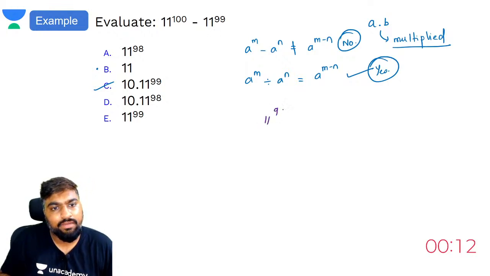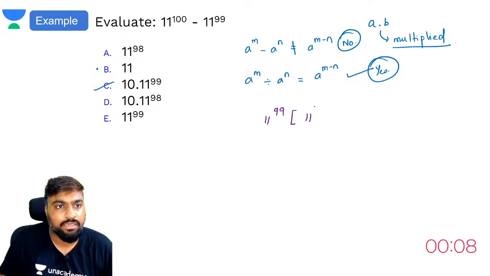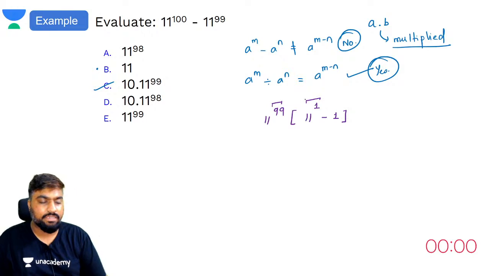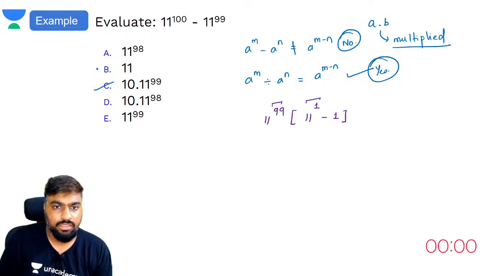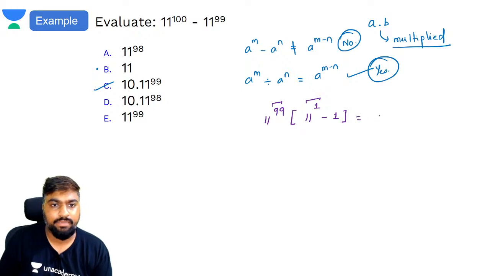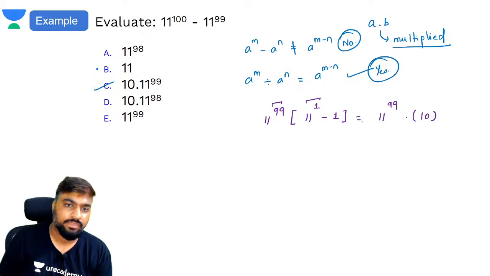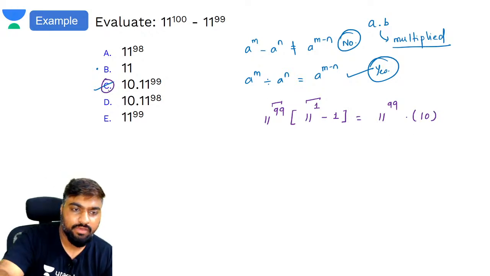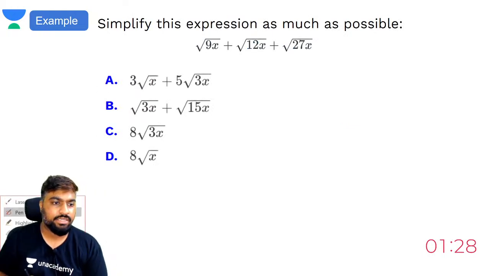If I take 11 to the power 99 out common, what will I get? I'll get 11 power 1 minus 1. Correct? Because 11 power 99 into 11 power 1 is 11 power 100. So what is this? This will basically be equal to 11 power 99 into 10. Because 11 minus 1 is 10, which is option C. Very good guys. चलो अभी ये try करो.